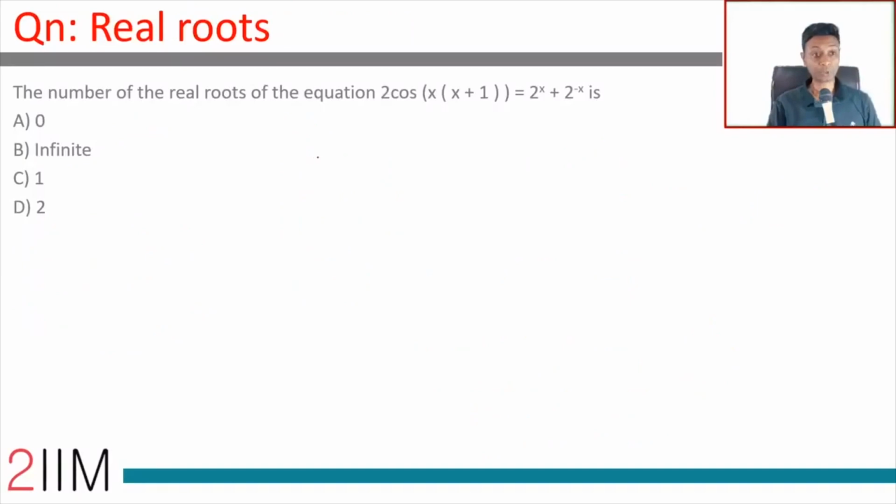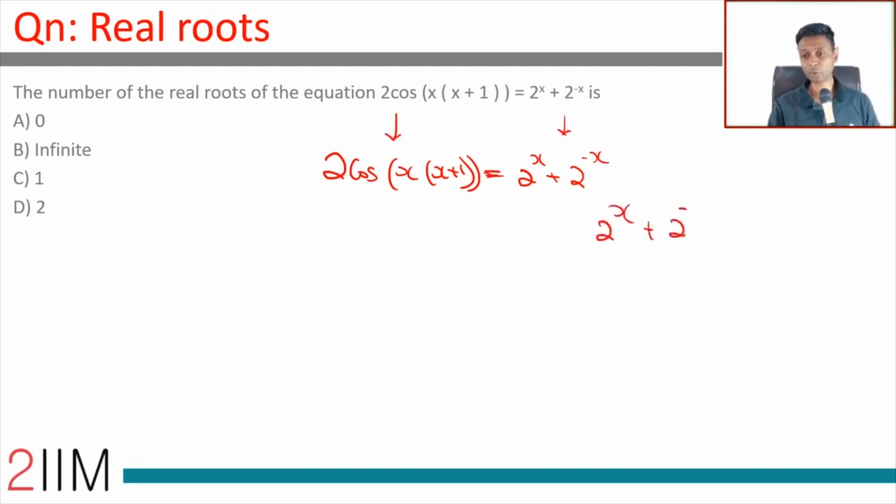Real roots. The number of real roots of the equation 2 cos x times x plus 1 is 2 power x plus 2 power minus x. Wonderful. To start with, I'm going to not think of this as an equation. Think of it as a left-hand side and a right-hand side separately. 2 power x plus 2 power minus x is like y plus 1 by y. 2 power x is y, 2 power minus x will be 1 by y.